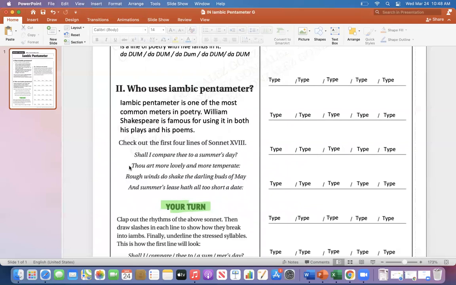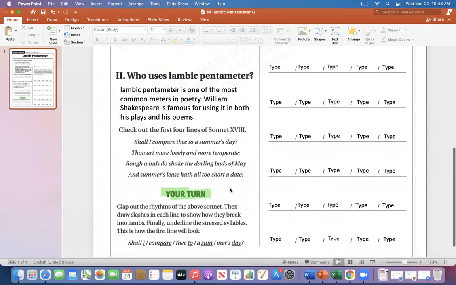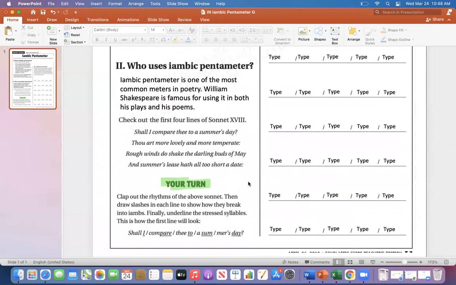So we're going to clap out the rhythms, and that's how I teach, even how I teach breaking down a word like pentameter. How many syllables does it have? Pentameter. It has 4, ironically, even though it's talking about something that has 5, right? So we're going to do the same kind of thing that we do with syllables with the sonnet. So, shall I compare thee to a summer's day?